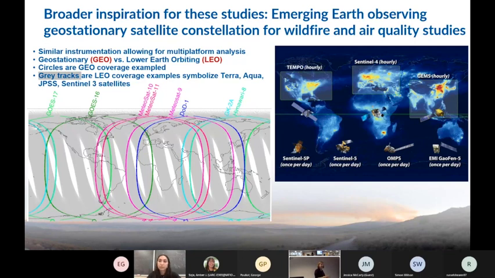And again, why now? A lot of the instruments that are going up now have the capability, especially the ABI instrument, the Advanced Baseline Imager, where it allows us to geolocate and parallax correct these retrievals, and we weren't able to do that before. So it's this new technology, which many of these satellites are using now, that allow us to do this.